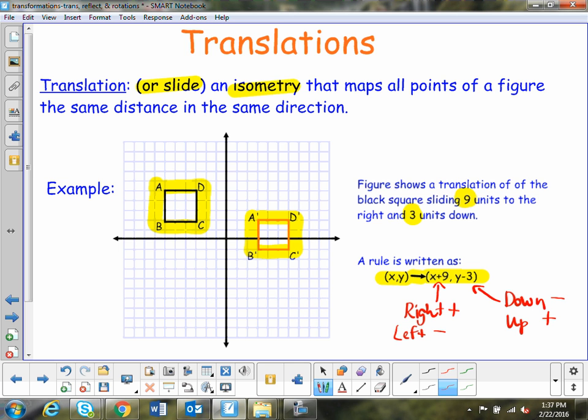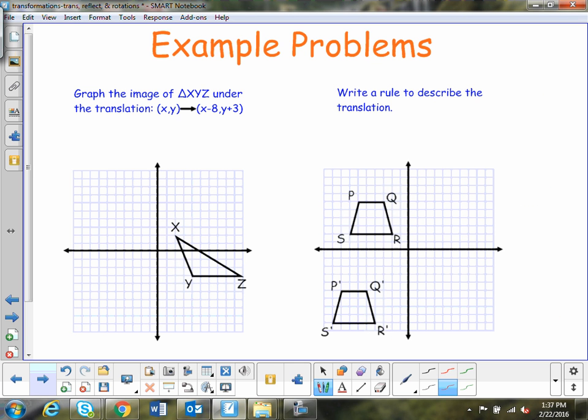Alright? Write that down. Okay, do the next two on your own. The first one, you have to draw the image, given that rule, and then in the second one, you have to write the rule. Okay, so do that on your own. I'm going to call on one of y'all to give me what you got.